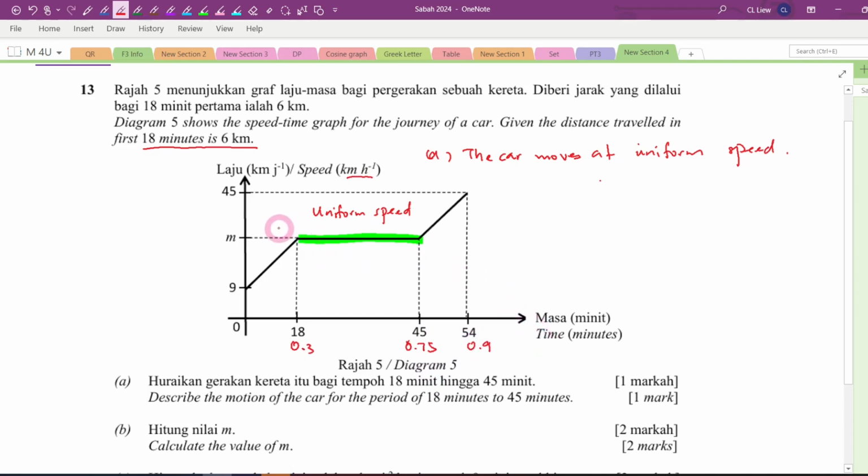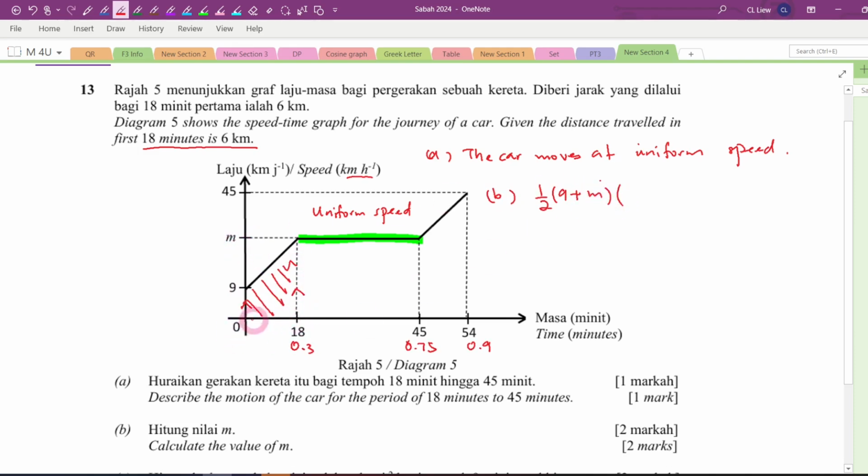Now, the question tells us that the distance traveled in the first 18 minutes, which means here, is 6 km. So we know that the area of the trapezium must be equal to 6 km, right? Now, how do we find the area of trapezium? Start with 1 over 2, then find the sum of the two parallel sides, which is here and here. This is 9 plus, we don't know this, we want to find the value of m.